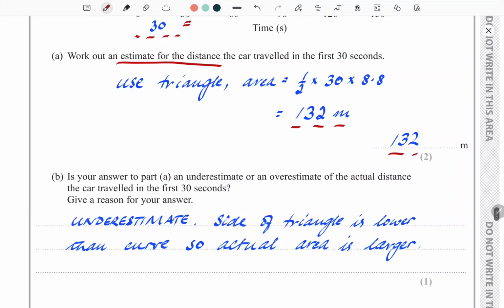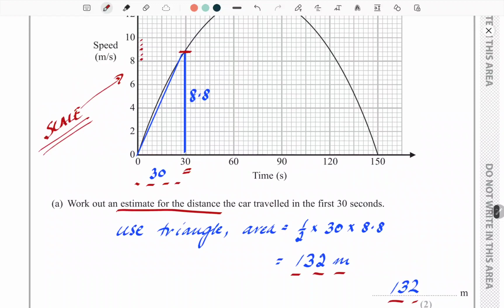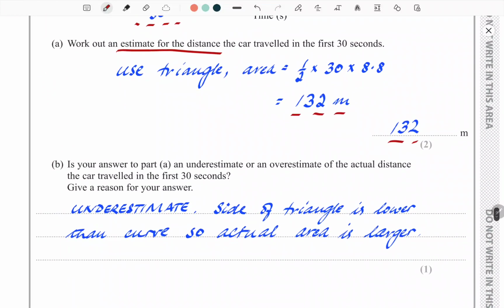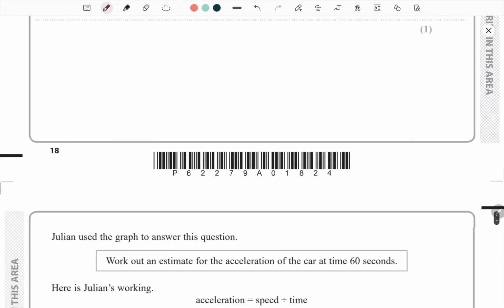They then go on to ask, in your answer to part A, is it an underestimate or an overestimate of the actual distance? So look what's happening here. There's a little gap between the actual curve and the edge of the triangle that we've used to calculate the distance. So we've actually taken a slightly smaller area than in the actual graph itself. So it's an underestimate, and the explanation is the side of the triangle is lower than the curve, so the actual area is larger.